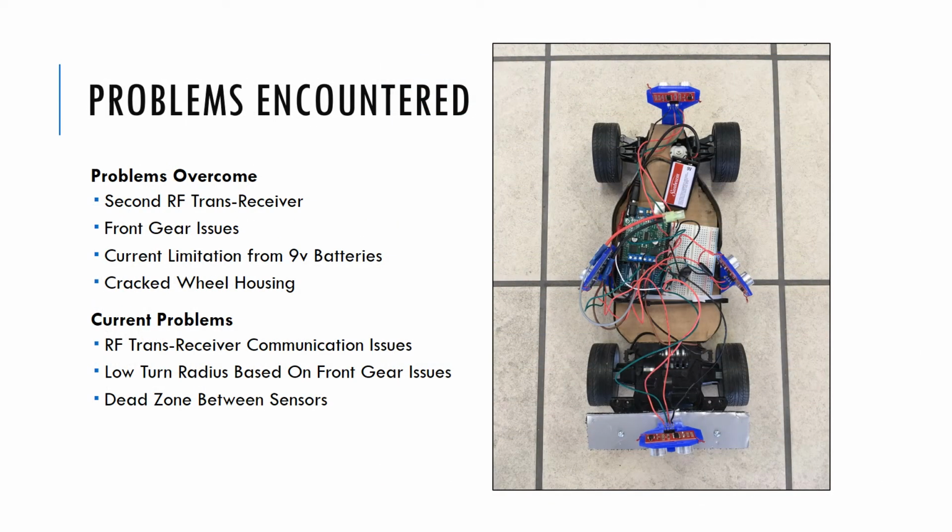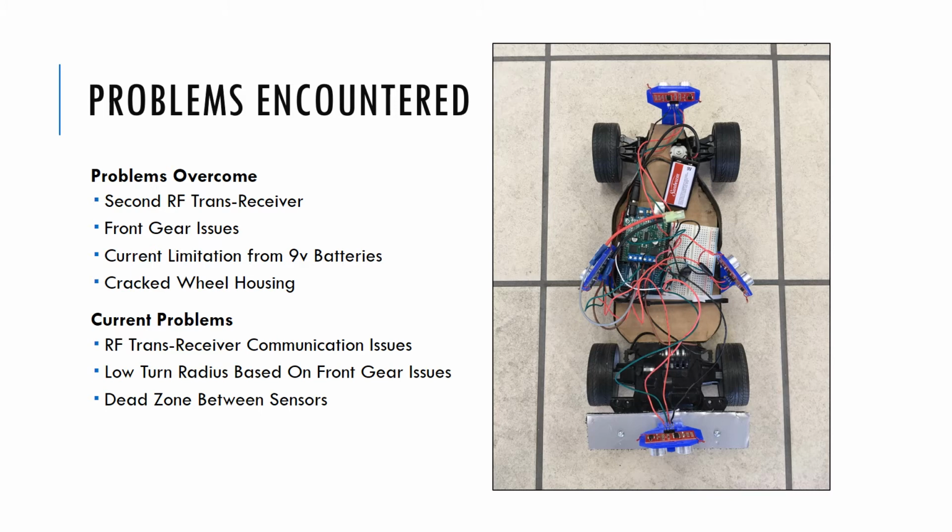Here are our problems encountered and how we overcame some of these problems. We were going to use 2 transceivers, but the second transceiver that we ordered was sending trash values, so we only used one transceiver by using a constant speed and direction. We were able to fix our front gear issues by tearing down the front end and fixing the spring that's inside there.